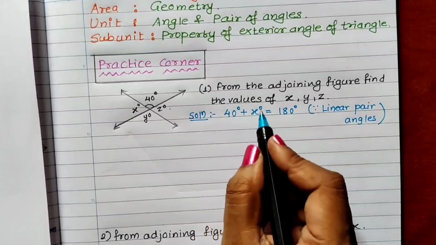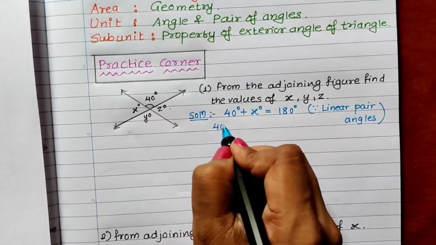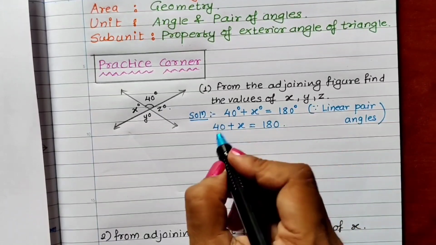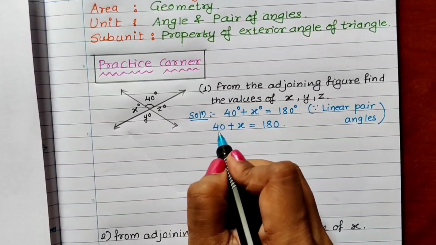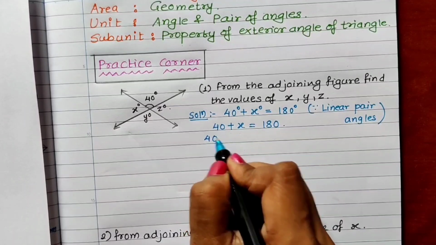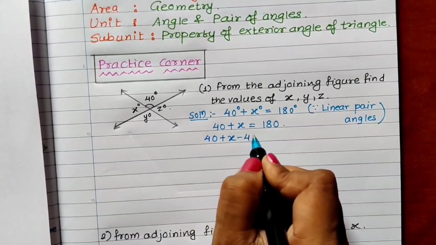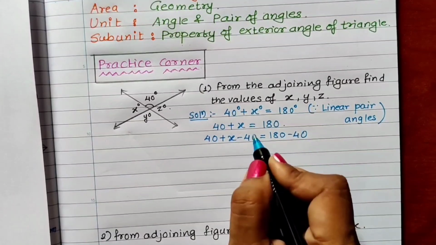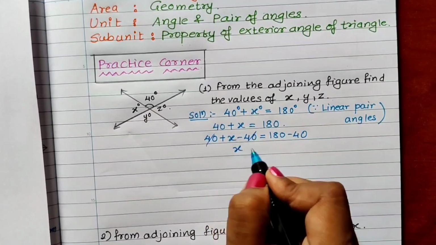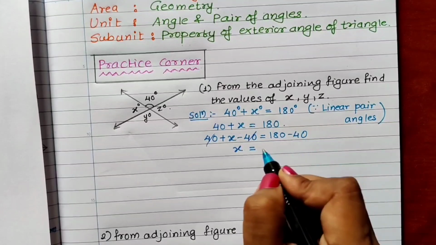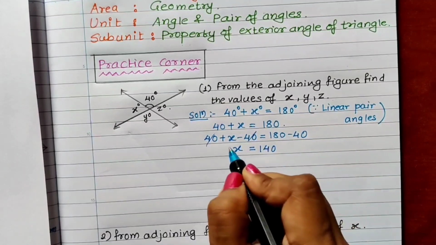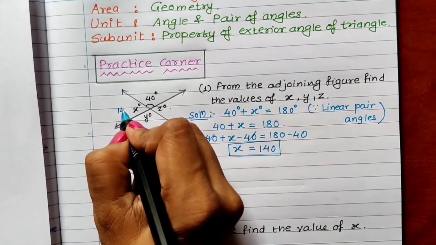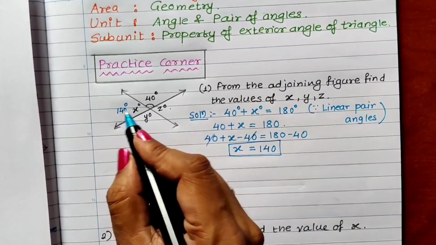Now I will not write the degree. I write 40 plus x is equal to 180. Now this 40 we have to transfer. That means here it is plus 40, so we have to subtract 40 from both sides. 180 minus 40. Here plus 40 minus 40 cancel, only x is remaining, and 180 minus 40 is 140. So in this way we have got 140 degrees. So the x value is 140.